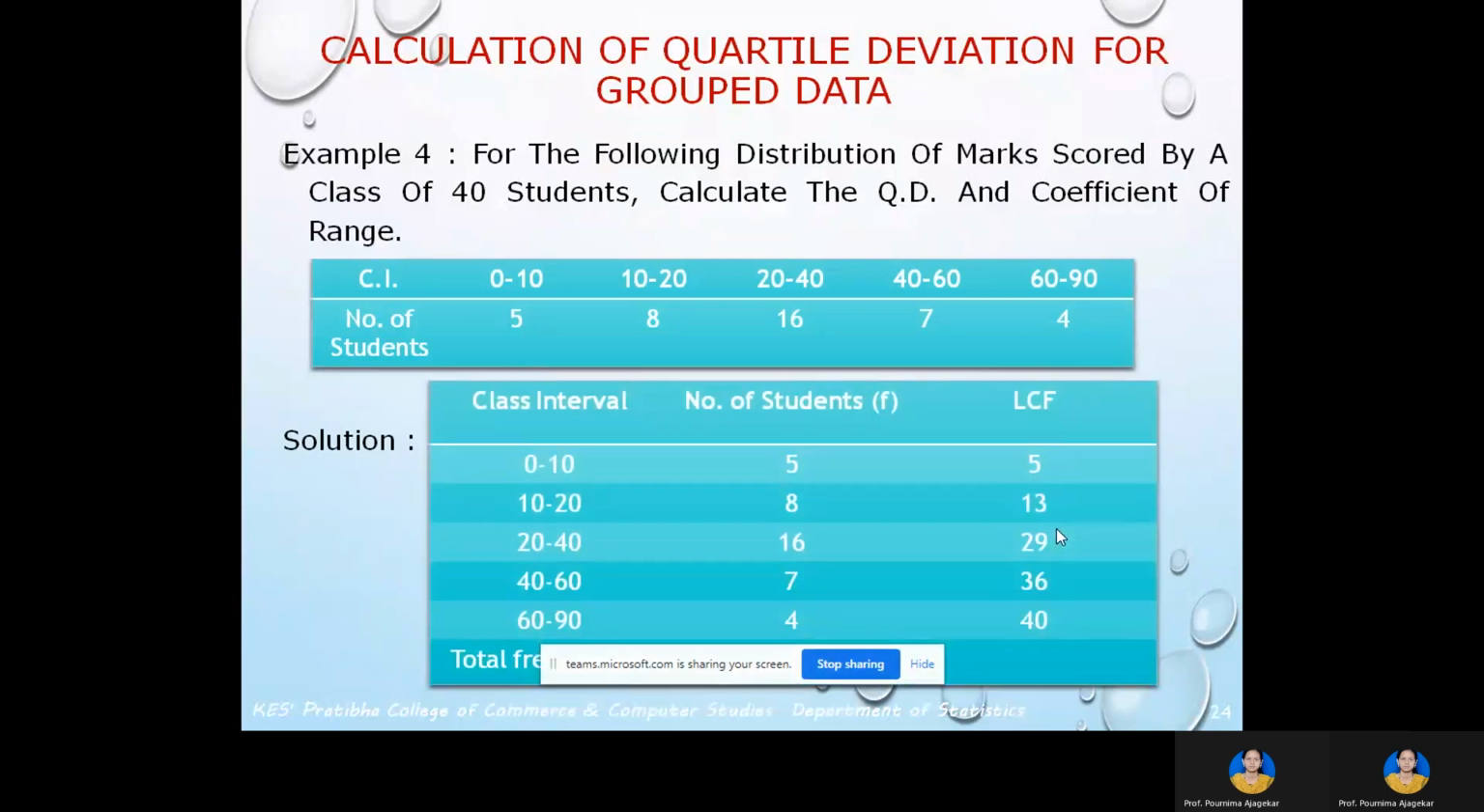Firstly, we need to compute the first quartile and third quartile. Now, in this case, to obtain the first quartile and third quartile, we have to first calculate the less than type cumulative frequency, LCF. So to compute these LCFs, we have to add the frequencies from top to bottom. So here we get the column of LCFs.